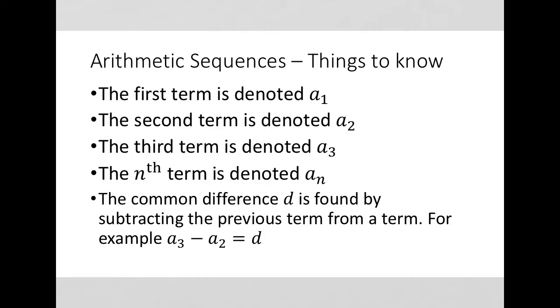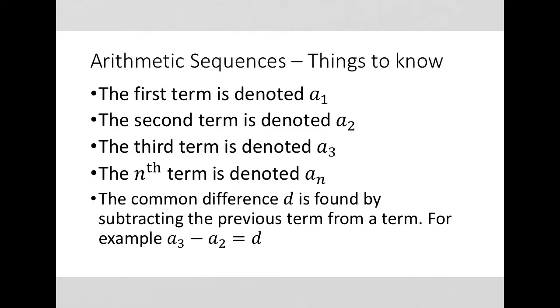A couple things to know about arithmetic sequences. First off, when you're talking about an arithmetic sequence, we're talking about addition or subtraction between your terms. And it has to be consistent between each term. We need to have that common difference. So the first term is denoted a sub 1, and the second term a sub 2, the third term a sub 3, etc., the nth term a sub n.